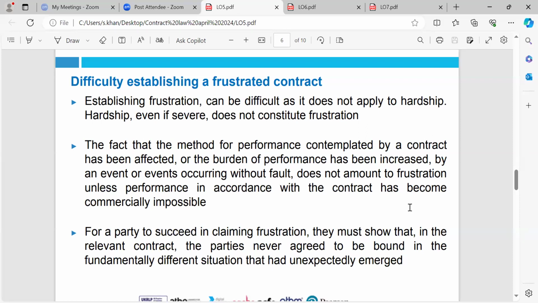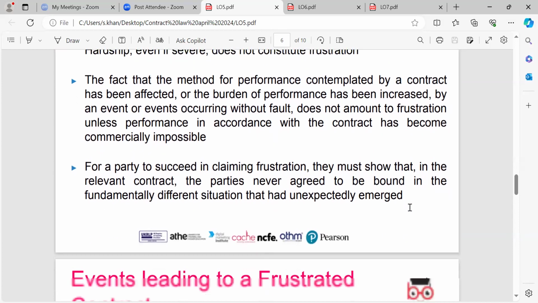For a party to succeed in claiming frustration, they must show that in the relevant contract, the parties never agreed to be bound in the fundamentally different situation that had unexpectedly emerged.